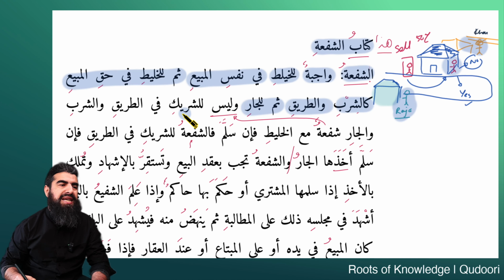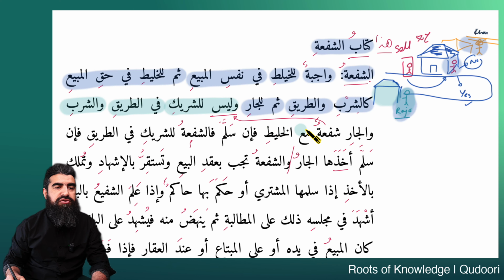Okay. وَلَيْسَ لِلْخَلِيطِ فِي الطَّرِيقِ. So now he wants to break this down in a bit more detail. So he says, لَيْسَ لِلْخَلِيطِ لِلشَّرِيكِ. It is not the right of the sharik في الطريق. So sharik في الطريق is Mr. Raja. وَالشِّرْبِ, and drinking rights. وَالْجَارِ, and the neighbor. شُفْعَةٌ, any shuf'a, مَعَ الْخَلِيط, when the khalit exists, when the partner in the property exists.